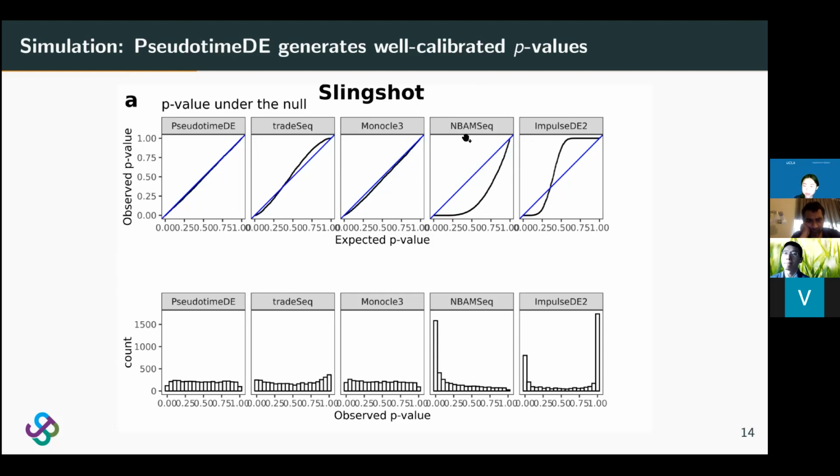And one reason we can think of for the p-value issue for NB-GAM-seq is that it also uses the GAM. So basically NB-GAM-seq, tradeSeq, and us, we all use GAM. But in NB-GAM, its dispersion parameter is actually learned from DESeq2. And we know DESeq2 is a method designed for bulk RNA-seq, and it uses shrinkage estimation for the variance parameter to account for the small sample size in RNA-seq.